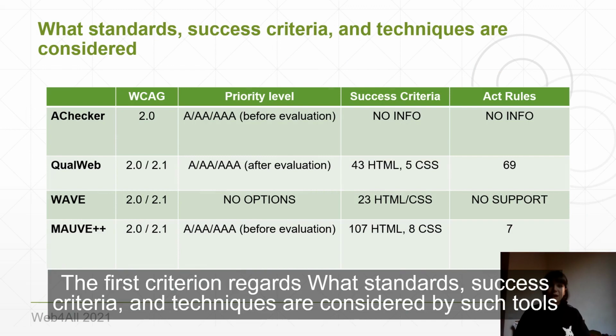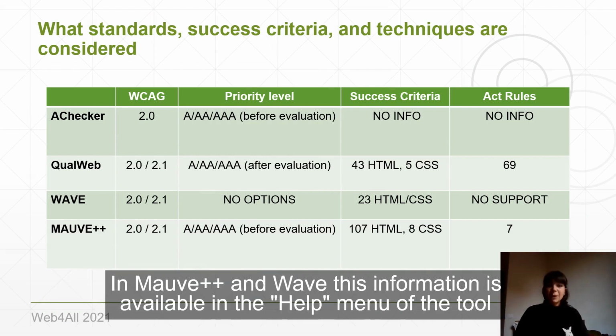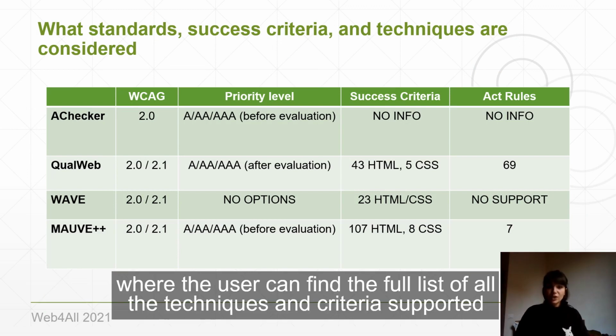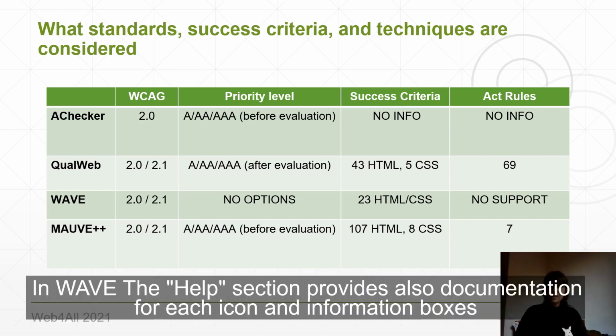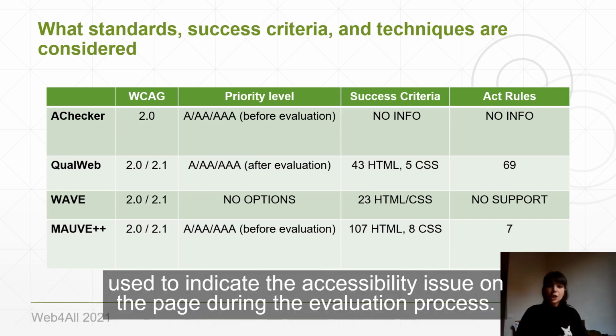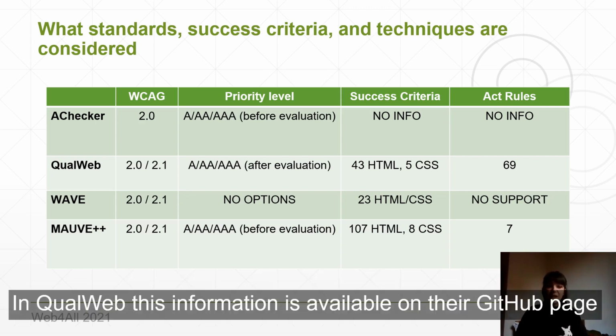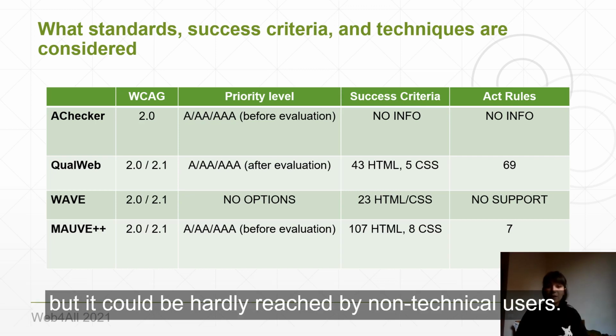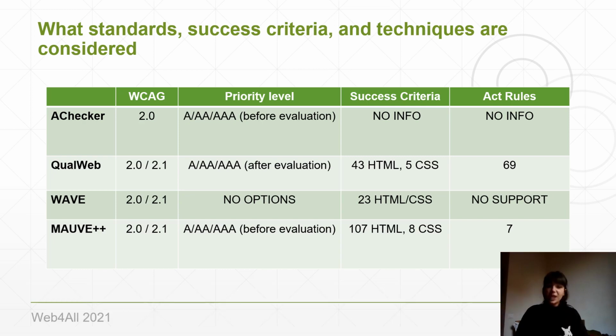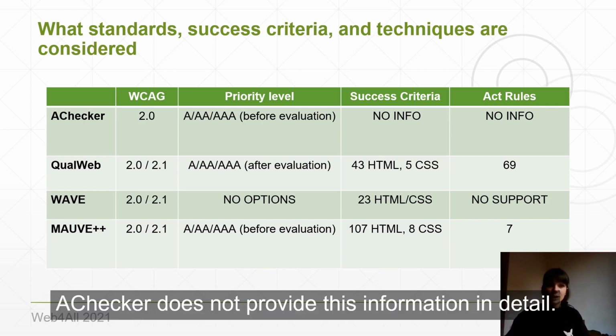The first criterion regards what standards, success criteria, and techniques are considered by such tools. In MAUI++ and WAVE, this information is available in the help menu of the tool, where the user can find the full list of all techniques and criteria supported. In WAVE, the help section provides also documentation for each icon and information boxes used to indicate the accessibility issue on the page during the evaluation process. In QualWeb, this information is available on the GitHub page, but it could be hardly reached by non-technical users. HChecker does not provide this information in detail.